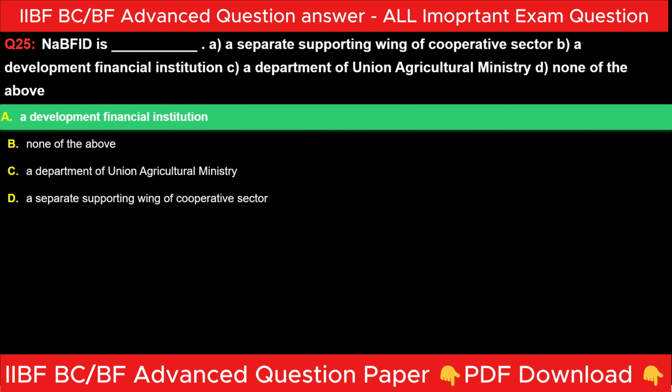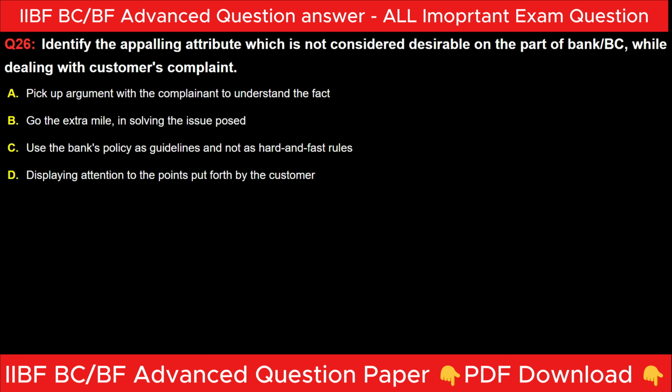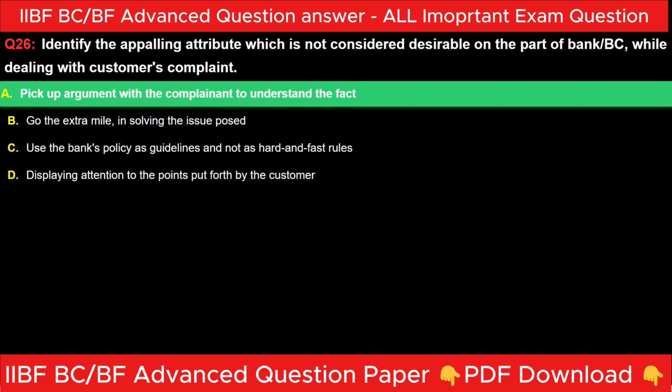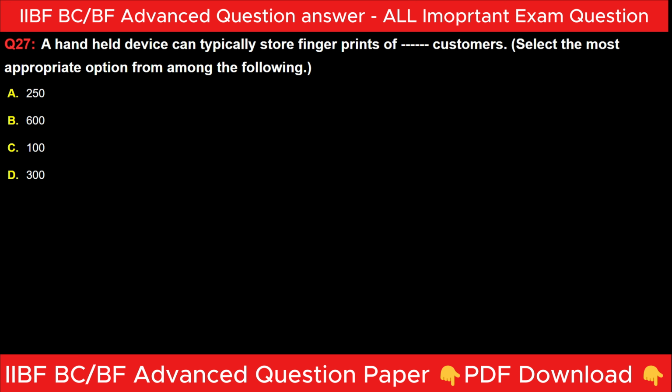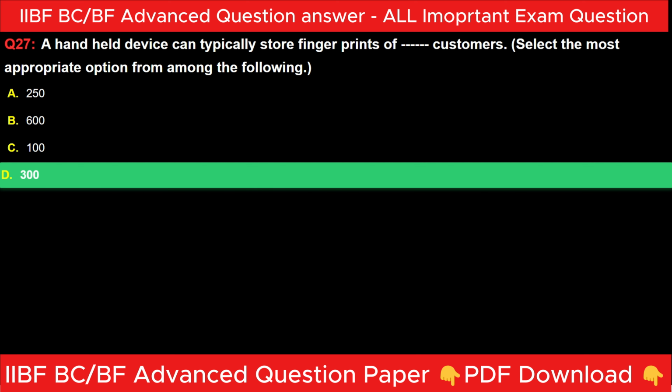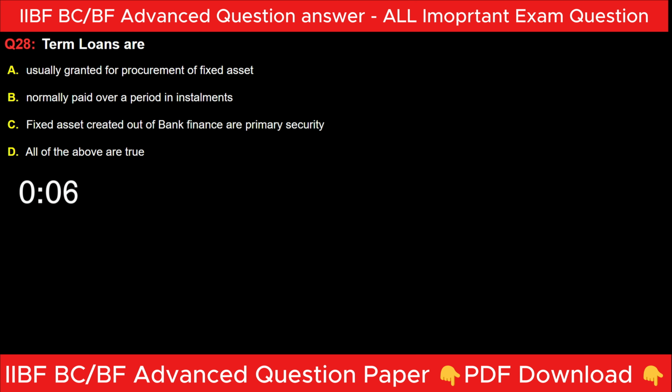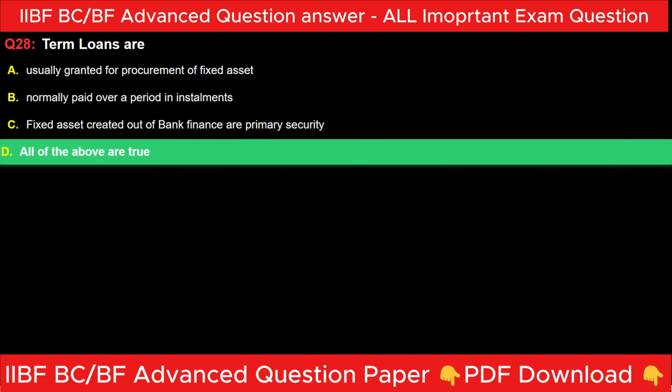A development financial institution. Identify the appalling attribute which is not considered desirable on the part of Bank BC while dealing with customer's complaint. Pick up argument with the complainant to understand the fact. A handheld device can typically store fingerprints of customers. Select the most appropriate option from among the following. $300. Term loans are all of the above are true.